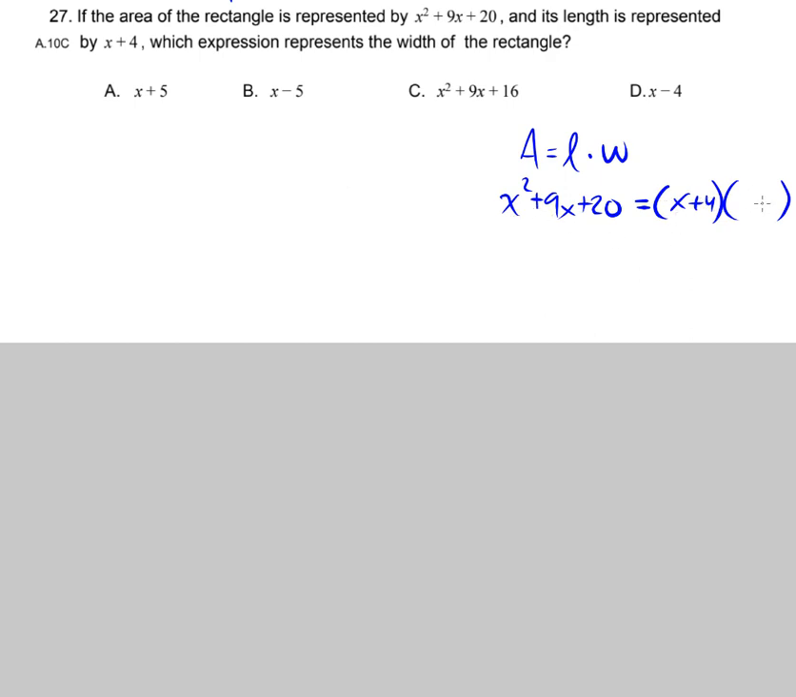And that would work to figure out what this is here, whatever my width is. But I'm going to choose, like I said, to do it by long division because I kind of like long division, actually. It kind of makes me happy in the morning. So what I'm going to do is take my x squared plus 9x.